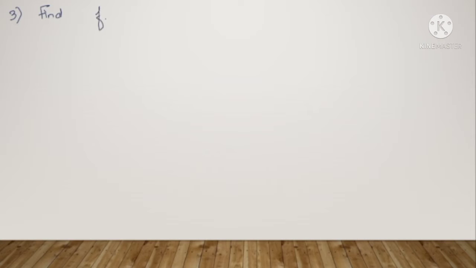Find first 3 common multiples of subdivision A: 6 and 8. So we have to write the common multiples, first 3 common multiples of 6 and 8. For that we have to find out the multiples of 6. After that we have to write the multiples of 8, and then we have to find the common multiples.